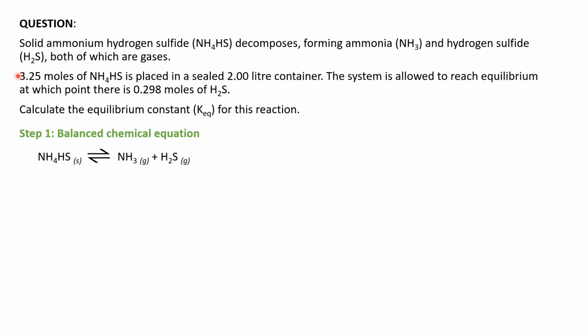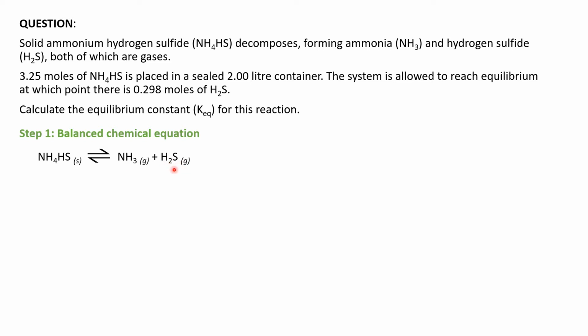So step one, we're going to use the first sentence in that question to come up with a balanced chemical equation. And the reactant, in this case, we have ammonium hydrogen sulfide, the formula given here. It decomposes, forming the products ammonia and hydrogen sulfide. So coming down, there is my solid ammonium hydrogen sulfide. It then changes into ammonia, a gas, and hydrogen sulfide, also a gas.